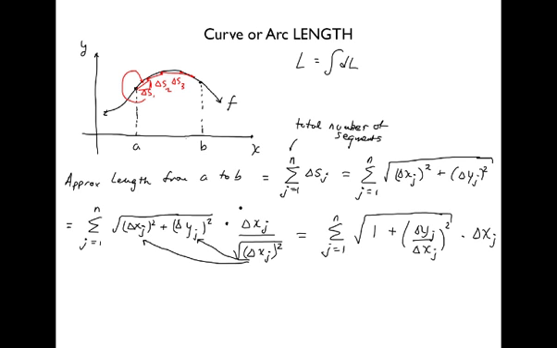So now we're going to make things small. So now we're going to let the number of segments get really, really big, and the size of those segments really, really small. So we're going to have like a zillion teeny little line segments. So that's letting delta xj go to 0, or n get really big. Either way, same thing.